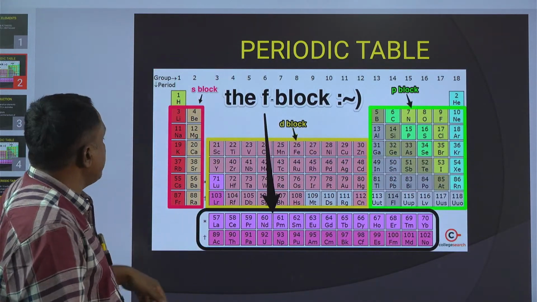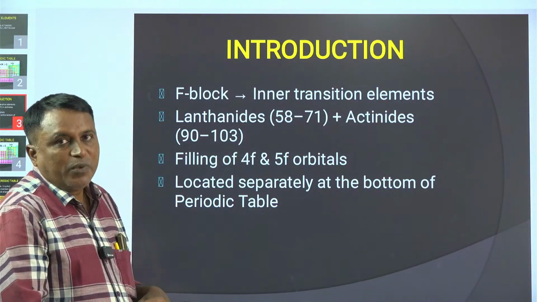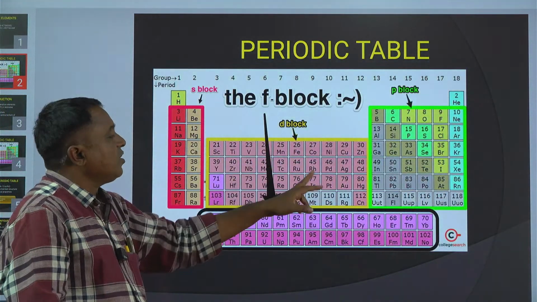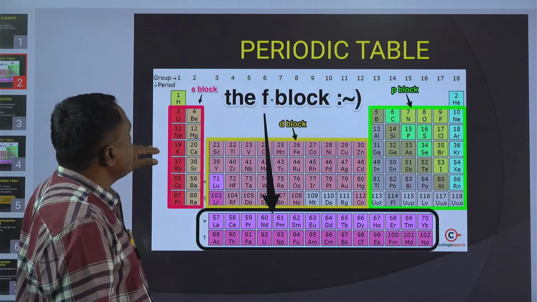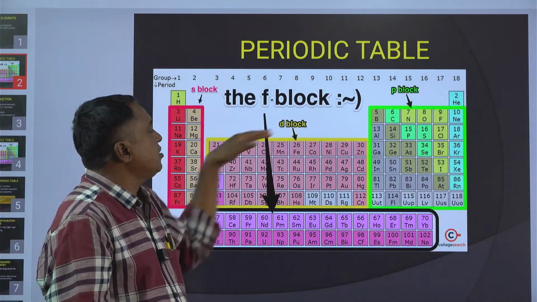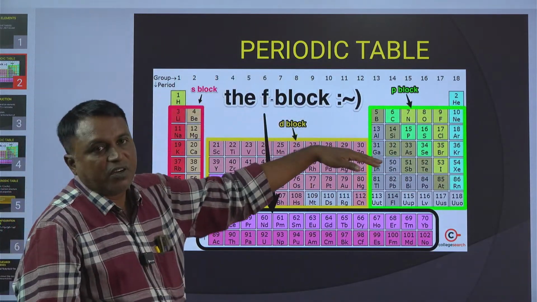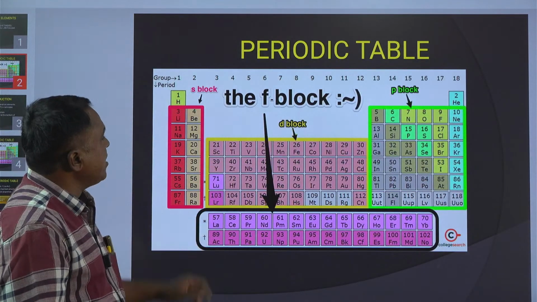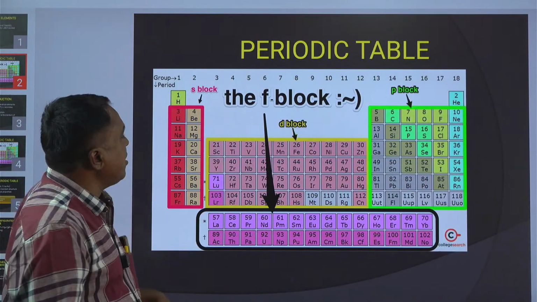The f-block elements are also called inner transition elements. The d-block elements are called transition elements. Why are these transition elements? Their properties are transforming from s-block to p-block. In between the s and p blocks their properties are transforming. There is a transformation of properties from s-block to p-block via this d-block. That's why they are called d-block elements, whereas the f-block elements are called inner transition elements. Why are these inner transition elements?